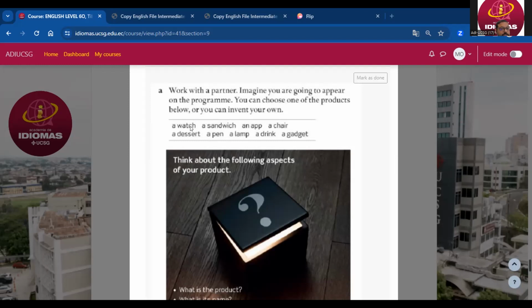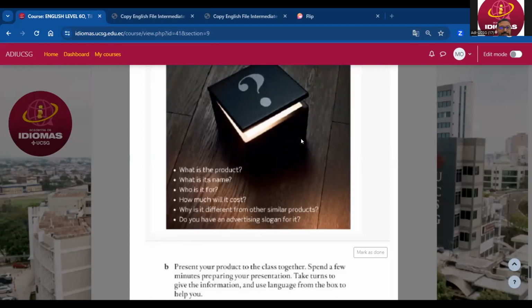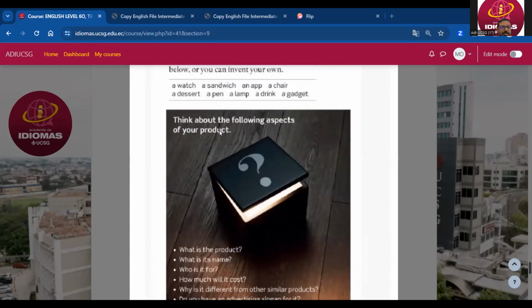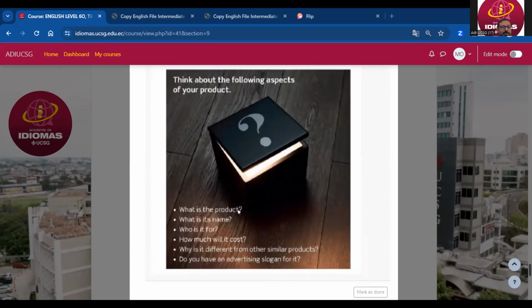The products below: a watch, a sandwich, an app, an application for the mobile phone, a chair, a dessert, a pen, a lamp, a drink, or a gadget. So what is the instruction? Think about the following aspects of your product. What is the product?